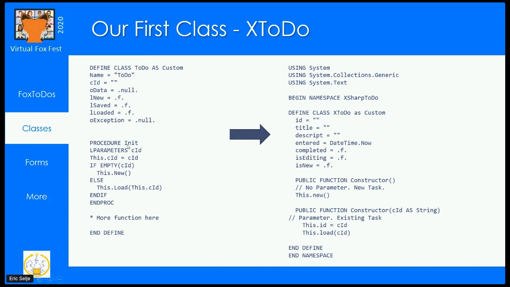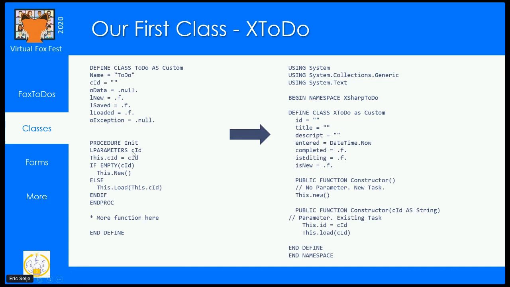Over here I have my classic init in FoxPro. I could have had an init here, but I wanted to show off something that XSharp can do, which is have overloaded inits, essentially, overloaded constructors. Notice here I have a constructor with no parameters, and so if I instantiate this object without sending in any parameters, it's going to essentially create a new task for me. But if I send in an ID when I instantiate the object, it's going to load that task.